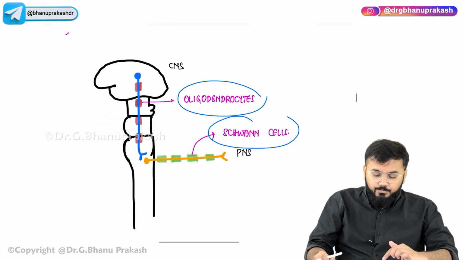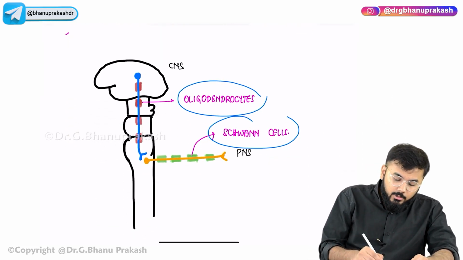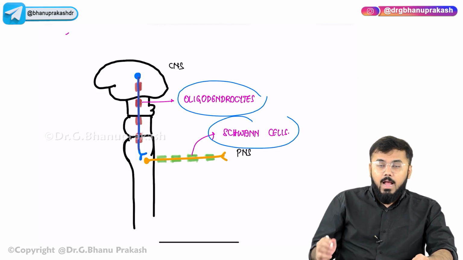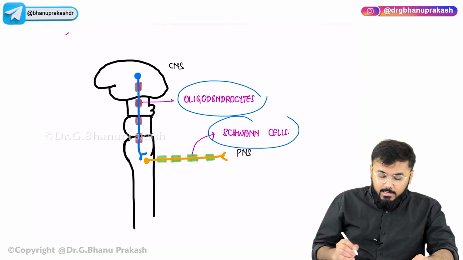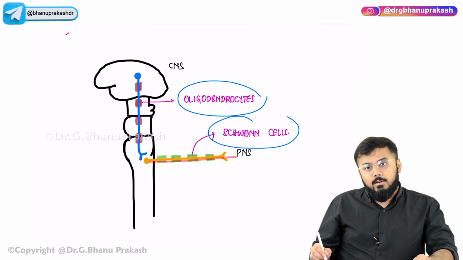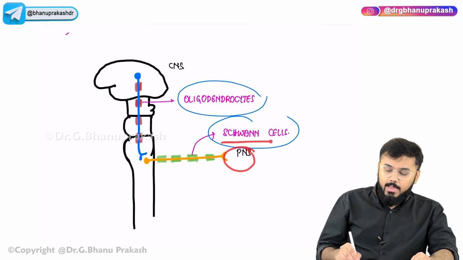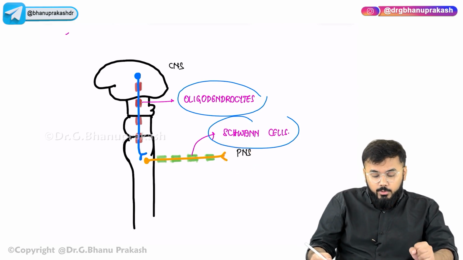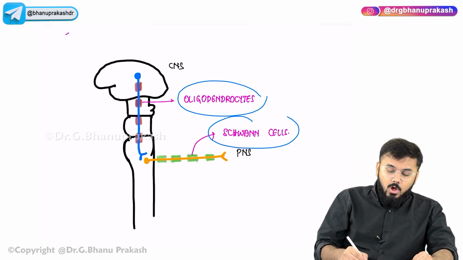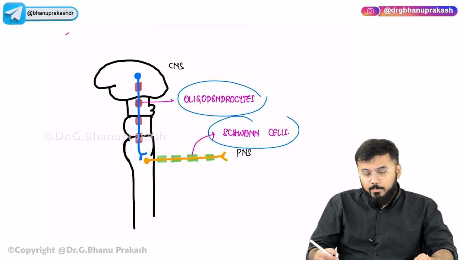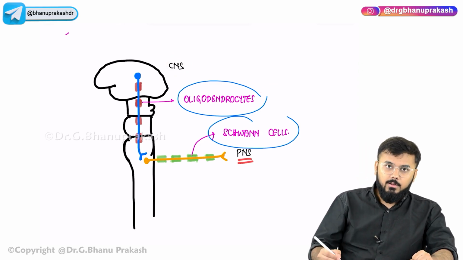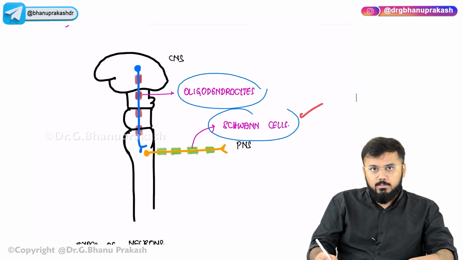Now, if you look, the neurons in the central nervous system are myelinated with the help of oligodendrocytes, whereas the neurons outside the central nervous system are myelinated with the help of Schwann cells. So, who is forming the myelin sheath of the neurons of the central nervous system? Oligodendrocytes. Who is forming the myelin sheath of the neurons of the peripheral nervous system? That is your Schwann cells.